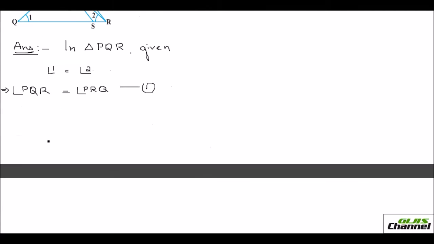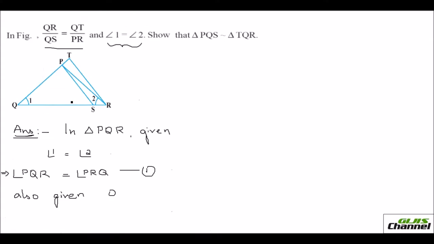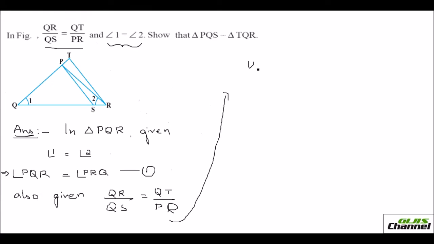Also they have given QR over QS. Just see this one, okay? First I wrote this, now I am writing this. QR over QS is equal to QT over PR, okay? Using equation 1, since these two angles are the same, I can also conclude that QP is equal to PR, because if the base angles are the same, the sides are also the same, right?